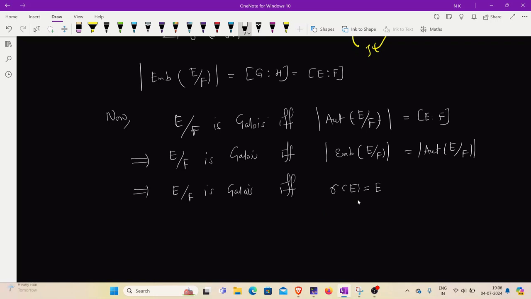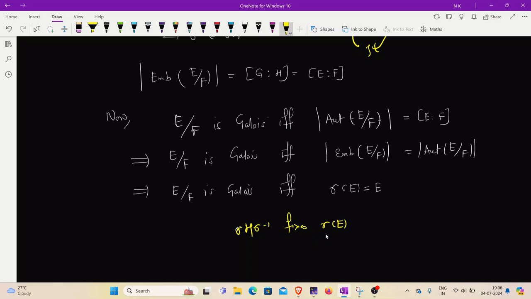Now we want to find out what is the fixed field of sigma of E. E is the fixed field of H. So which subgroup of G fixes sigma of E? It is not difficult to understand that sigma H sigma inverse fixes sigma of E. So I will write that part in a different color to understand. Sigma H sigma inverse fixes sigma of E, and that's quite easy to understand.